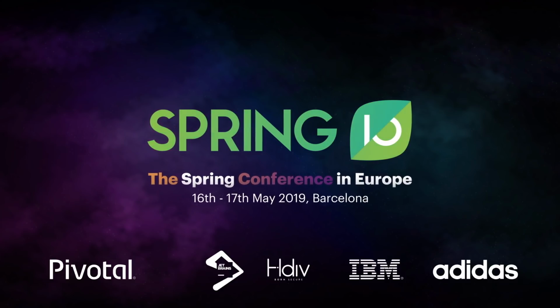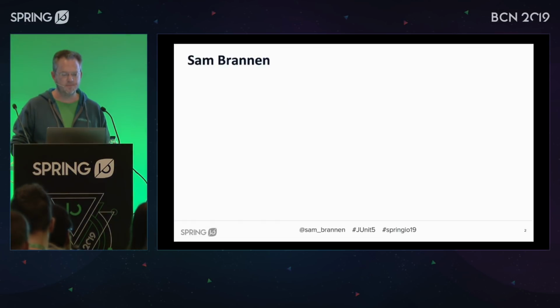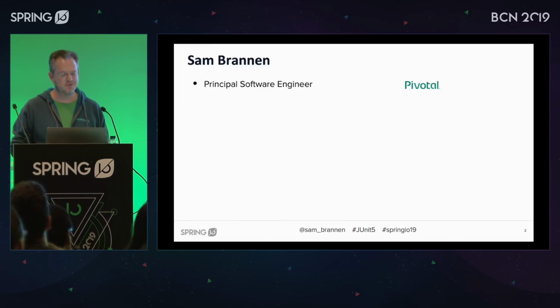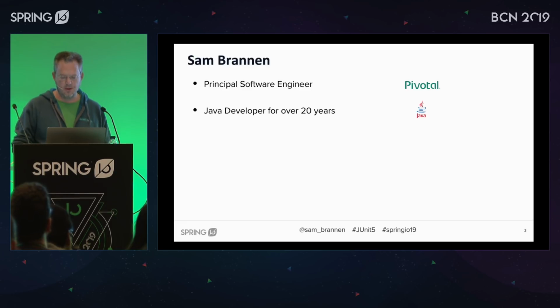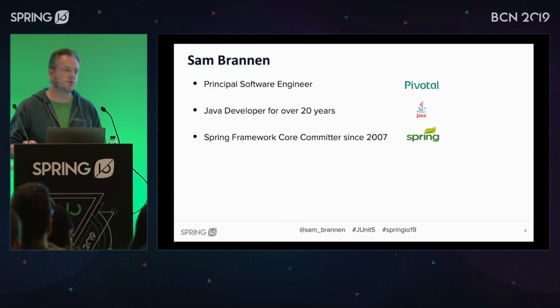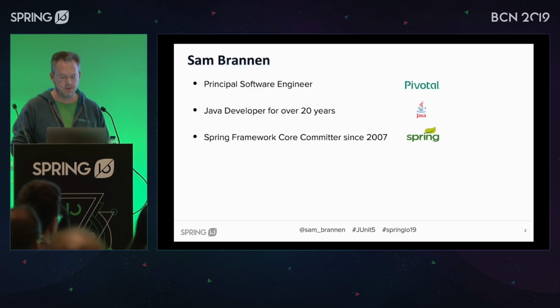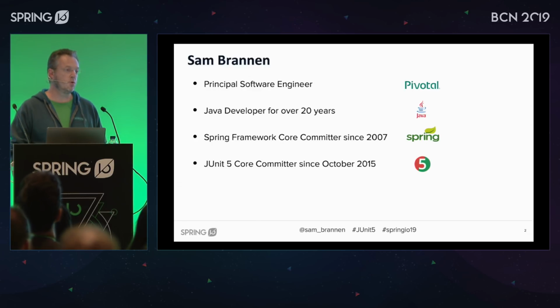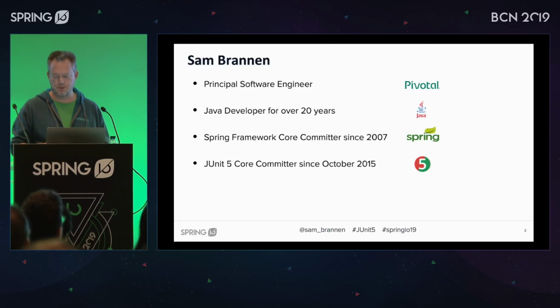Okay, so welcome to the talk today on JUnit 5. My name is Sam Brannen. I'm a principal software engineer at Pivotal since a few months, so to speak. I've been a Java developer for over 20 years, so quite a long time. And I've been a core committer for the Spring framework since 2007, where I originally rewrote the testing framework based on annotations with JUnit 4, TestNG, etc. And I maintain that still today. And I've been a core committer for JUnit 5 since October of 2015, so this combination is why I'm here talking to you today.